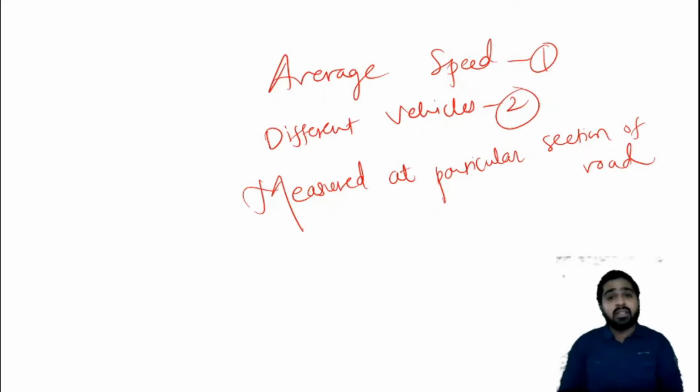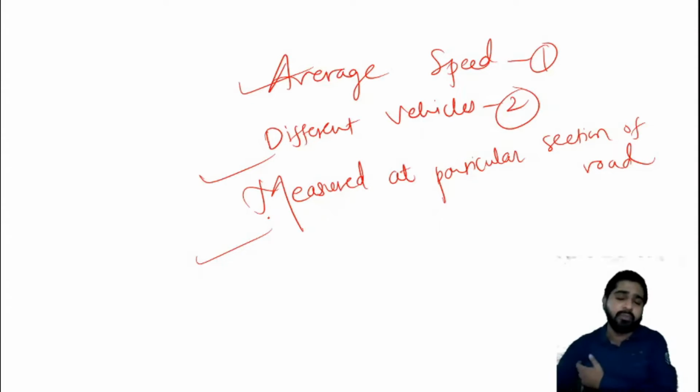Why am I discussing these things once again? Because there are a number of definitions. If you do not understand the difference between these terminologies, you will get confused whenever these things are asked in the exam. Whenever we are discussing time mean speed, it stands for the average speed of different vehicles which is measured at a particular section of the road. This is how you can remember time mean speed.